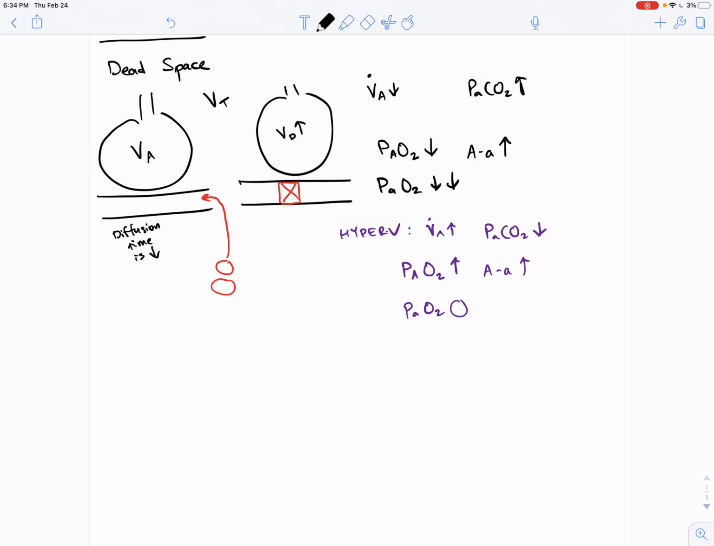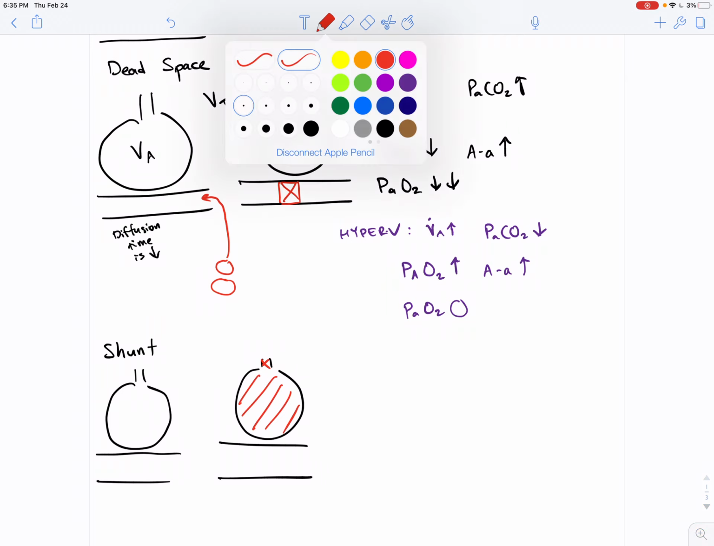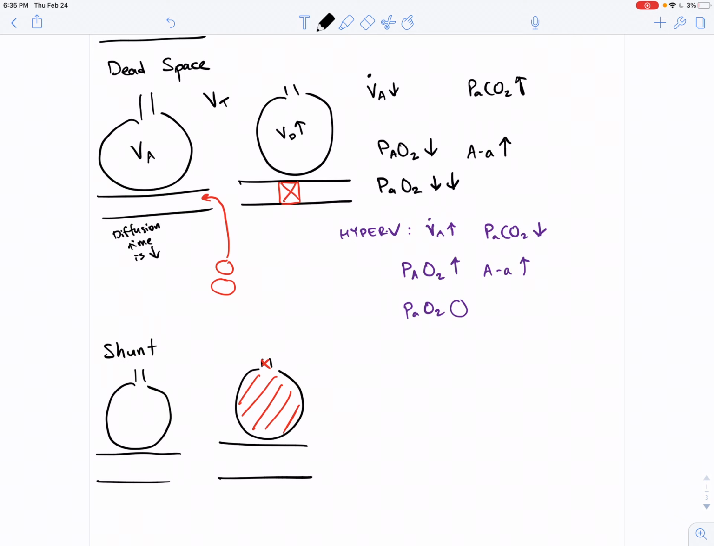Okay, the next thing that I want to talk about is shunting. So in the case of shunts, what we have is an alveolus here that is well perfused, well ventilated, and then we have an alveolus over here which is not ventilated but is being perfused. Okay, so we don't have any ventilation coming through here. So remember, we have some CO2 in the blood over here and CO2 over here.